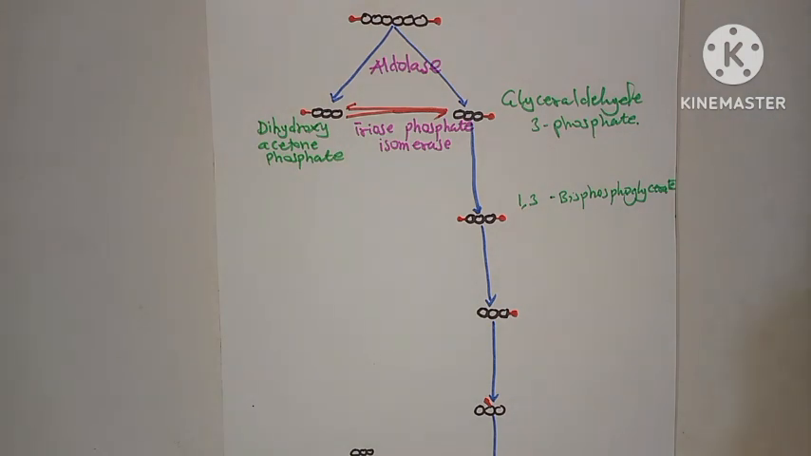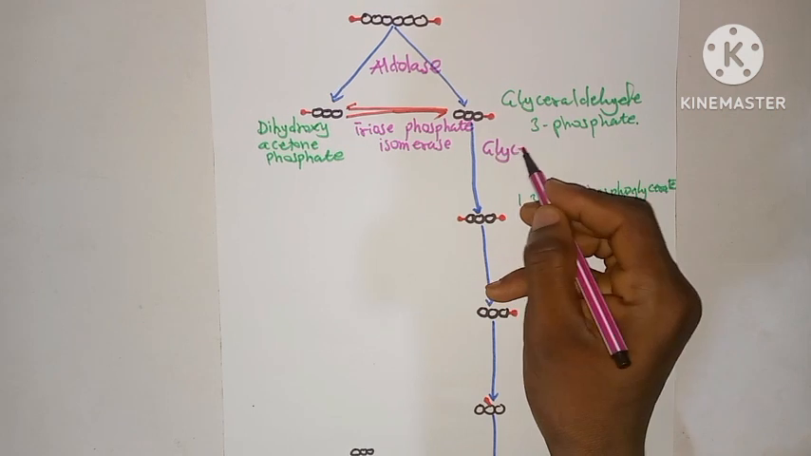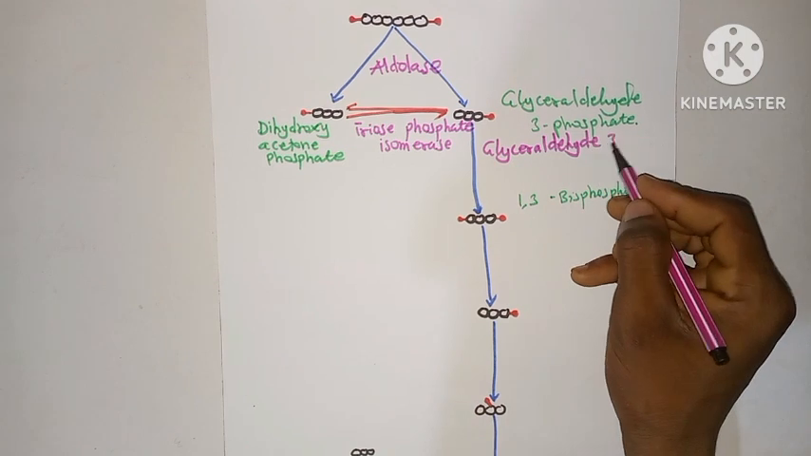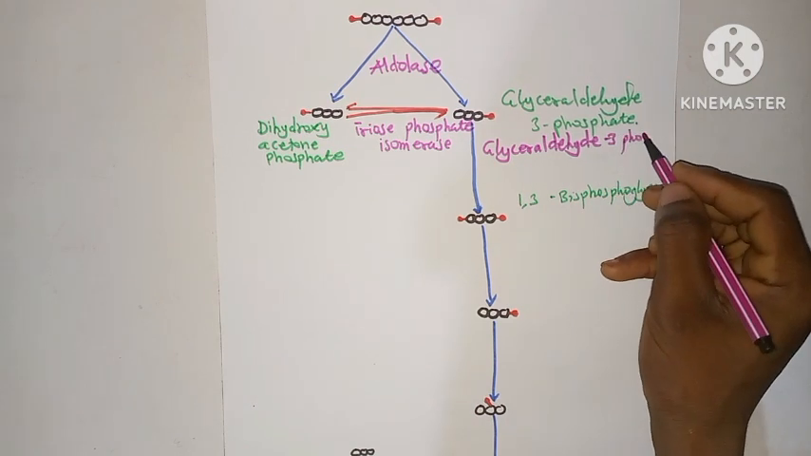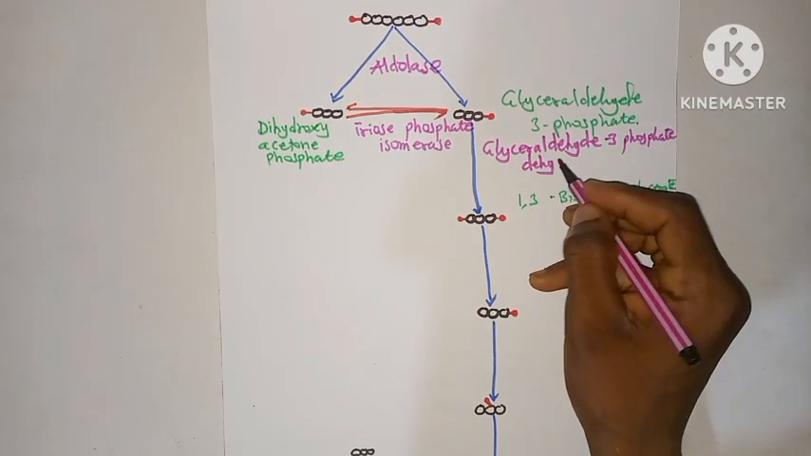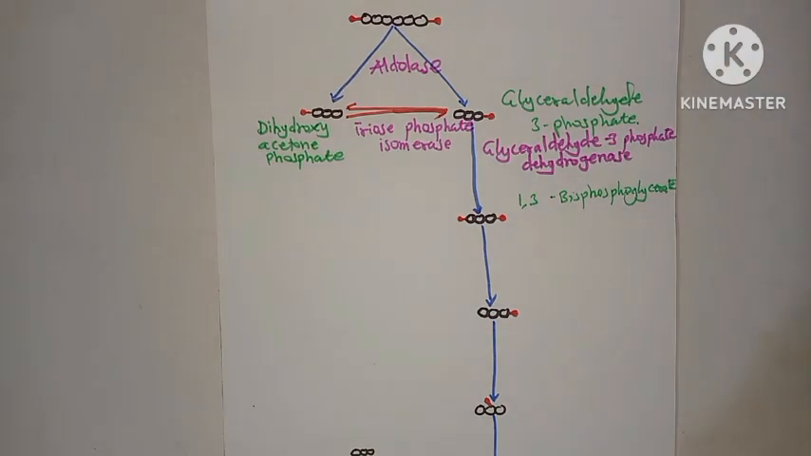And this is done by an enzyme known as glyceraldehyde phosphate dehydrogenase. Glyceraldehyde 3-phosphate dehydrogenase. So this enzyme will convert glyceraldehyde 3-phosphate to 1,3-bisphosphoglycerate.